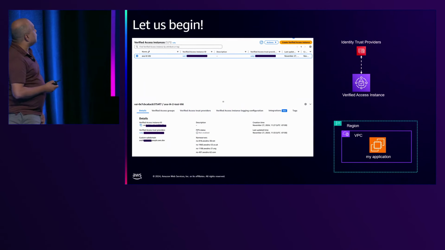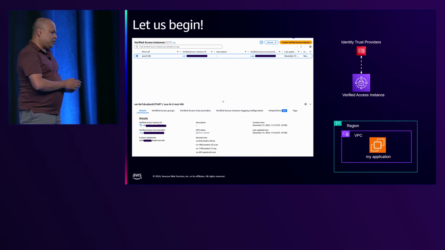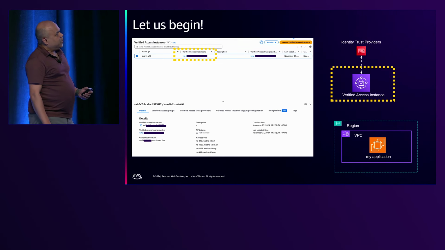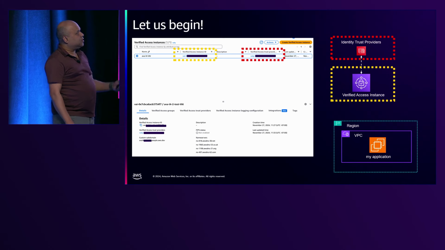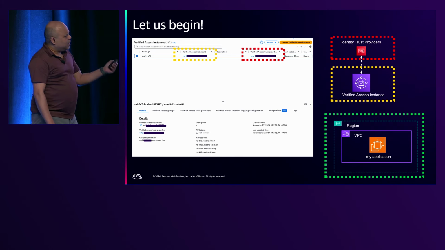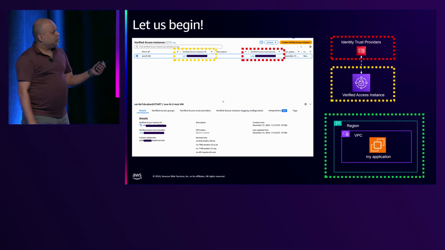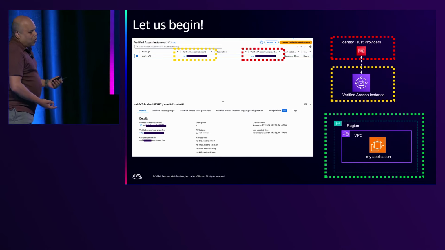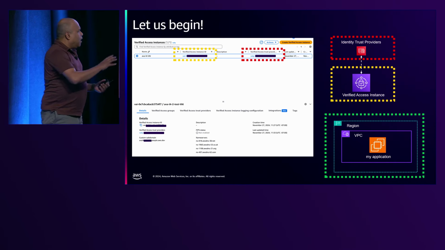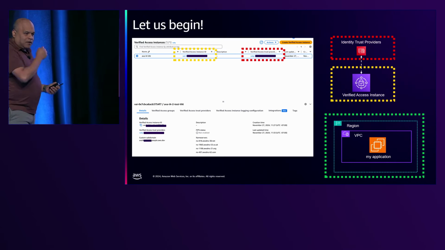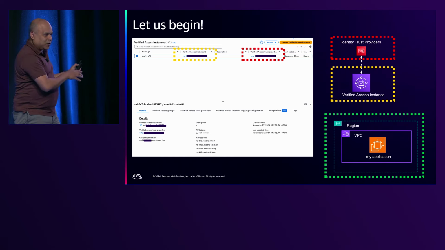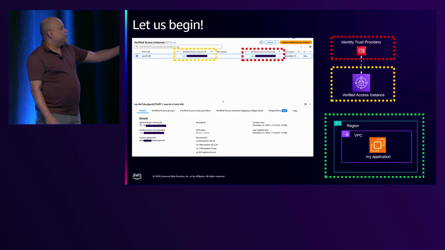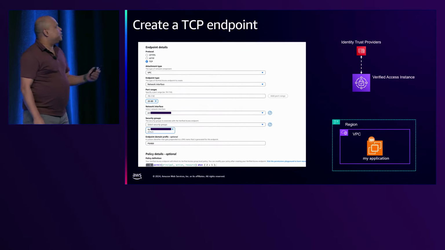Okay, I think we've now built out the access system. So now we have a verified access instance. We have brought in our trust providers. And I have a VPC in a region which is running an application. You can SSH into this application, and it has a web server running on port 80. This is not an ideal security setup. I would not suggest you do this, but this is what I have, and I need to enable verified access on that application.